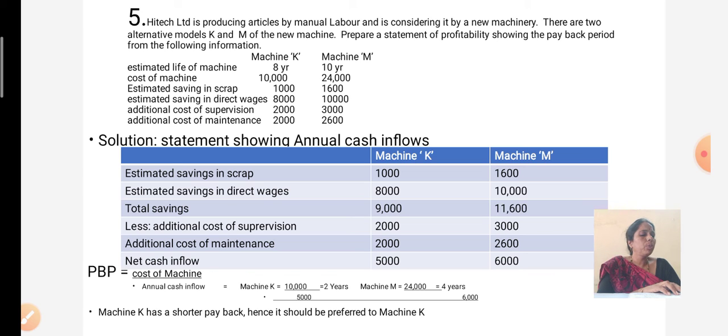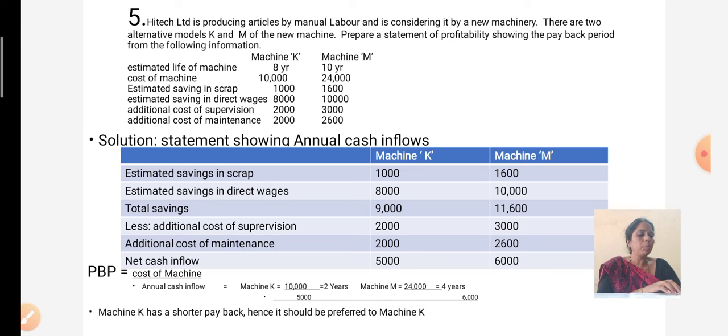Now we have to reduce the costs incurred: less additional cost of supervision 2,000 and 3,000. Now additional cost of maintenance 2,000 and 2,600. After deduction of these we get 5,000, that is 9,000 minus 4,000, and for the other, 11,600 minus 3,000 and 2,600, 6,000. So this is our net cash inflow for these 2 machines.